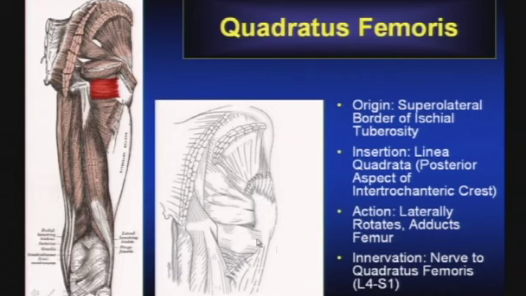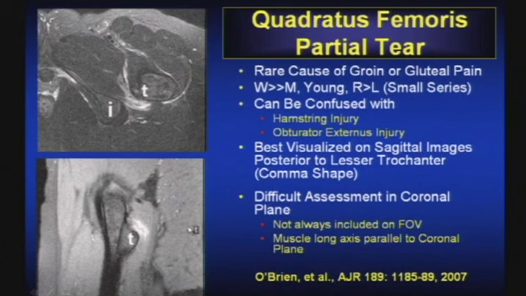The quadratus femoris, again, is a little tiny muscle in the pelvis. The origin is at the superolateral border of the ischial tuberosity, and the insertion site is at the linea quadrata, the posterior aspect of the intertrochanteric crest. This muscle works to laterally rotate and adduct the femur, and it's innervated by L4 through S1. It's outlined on this Netter diagram in red.